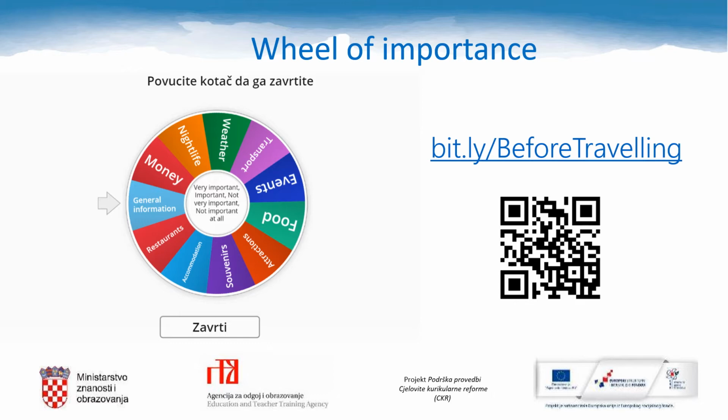What would you like to know more about? And what do you think is important regardless of where you travel? So you have general information, money, nightlife, and so on. Try to decide for each of these their importance.